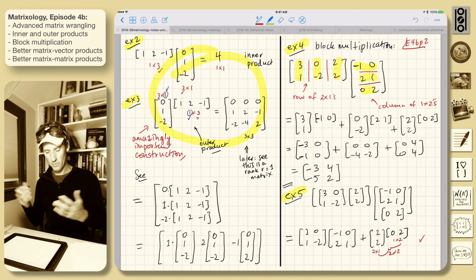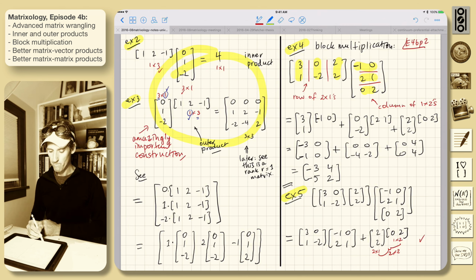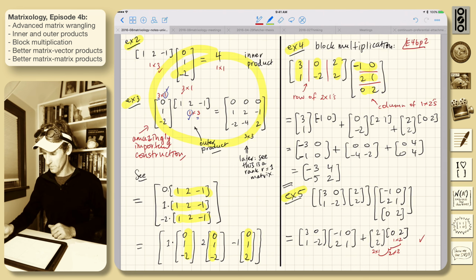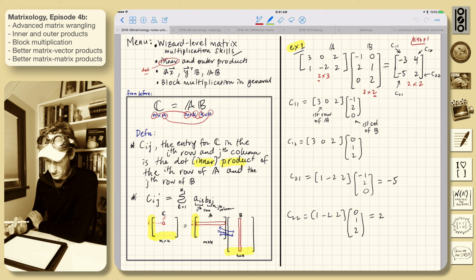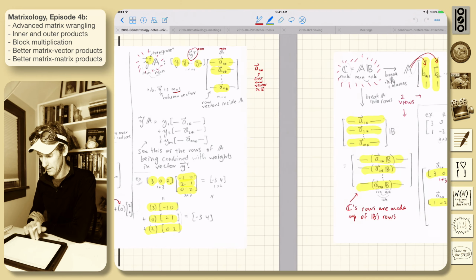There are these incredibly important structures here, so-called inner products and outer products. The inner products, everything's built out of that. And then the outer products are these kind of odd things, very important to see that there's a lot of redundancy in them, so that all the rows are multiples of each other, all the columns are multiples of each other. But they will appear again and again. So that is some advanced matrix wrangling.